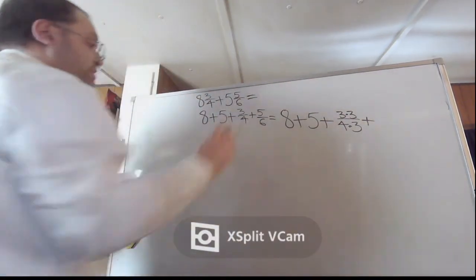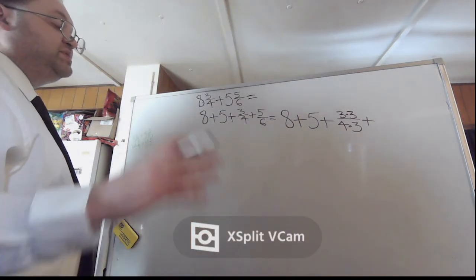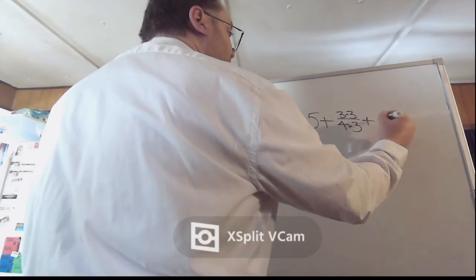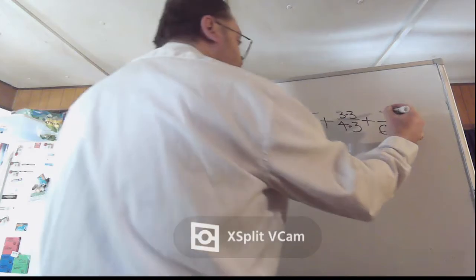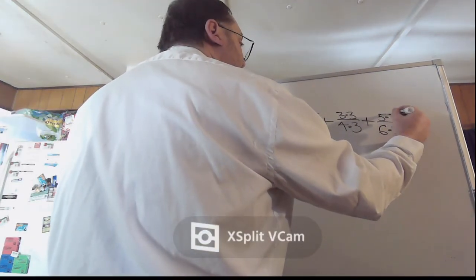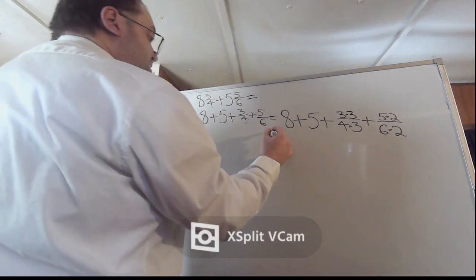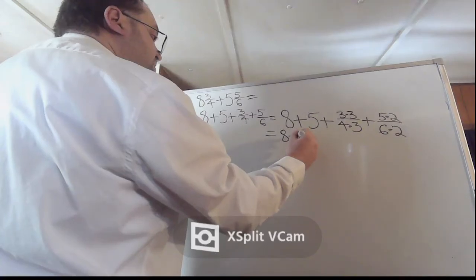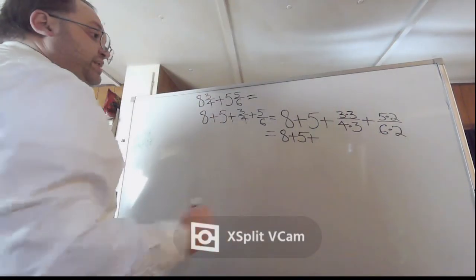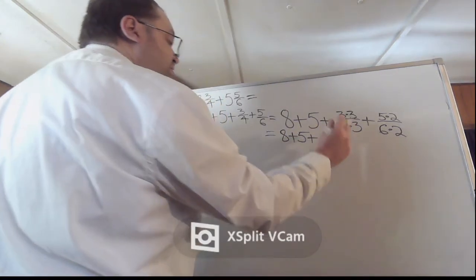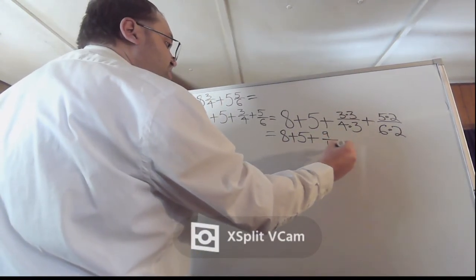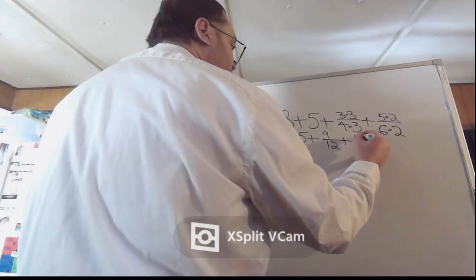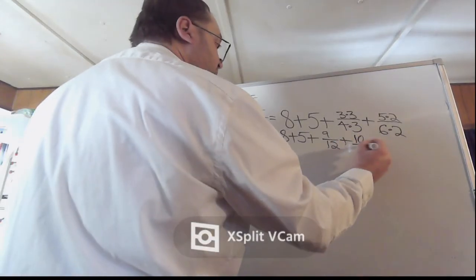So you'll have 4 times 3 as your denominator, which means you'll have 3 times 3 as your numerator, plus, now we got to deal with 5/6. In order to convert 6 into 12, we multiply by 2. So you'll have 6 times 2 as your denominator, which means you'll have 5 times 2 as your numerator. So now we'll go through here. You'll have 8 plus 5 plus, what is 3 times 3? That's 9. 4 times 3 is 12. So you'll have 9/12 plus, what is 5 times 2? That's 10. 6 times 2, that is 12.